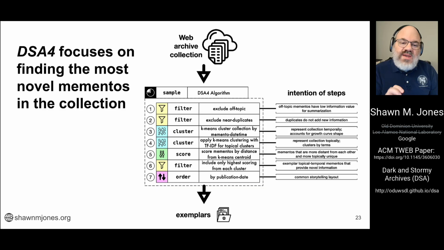DSA-4 focuses on finding the most novel mementos. We don't bother with trying to get rid of outliers because we kind of want the things that are more different in the collection. That's what this particular algorithm gives us. So we exclude our off-topics, we exclude our near duplicates, we do our k-means clustering on memento datetime, and also again with TF-IDF, and then we score based on the distance from the k-means centroid. If you have more distant documents from the centroid, then they are more novel. Even though they're still in the cluster, they're still on topic, but they're different from their neighbors. And then we include only the highest scoring from each cluster, and then order by publication date.